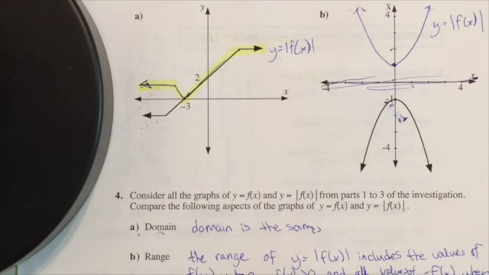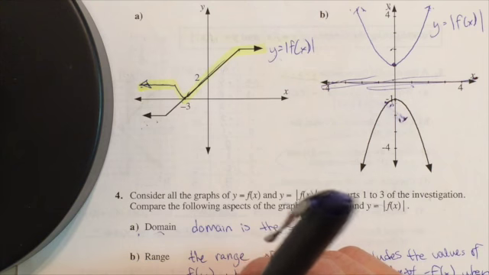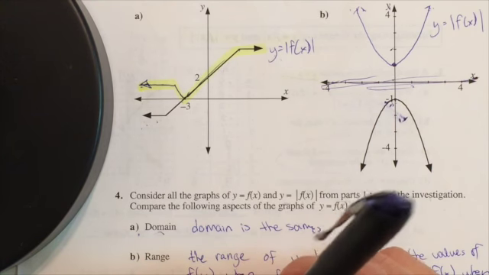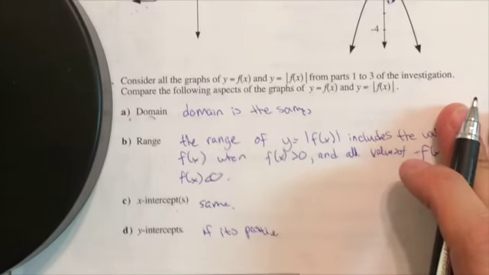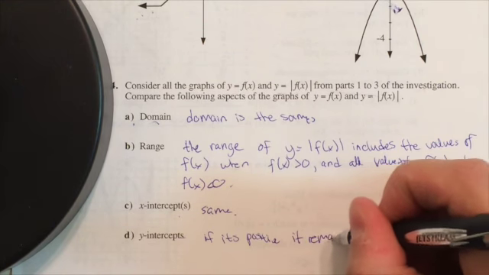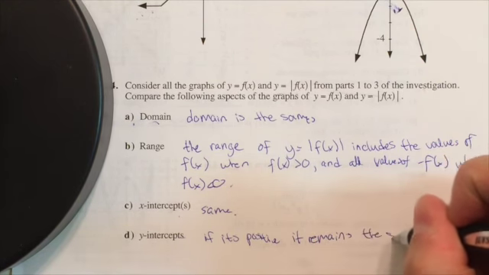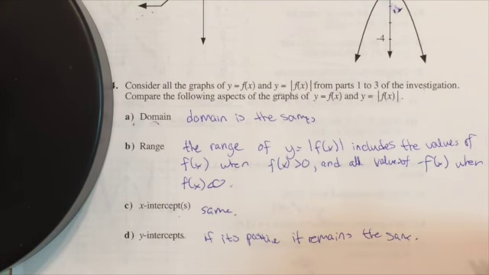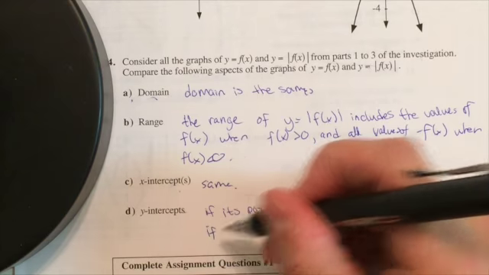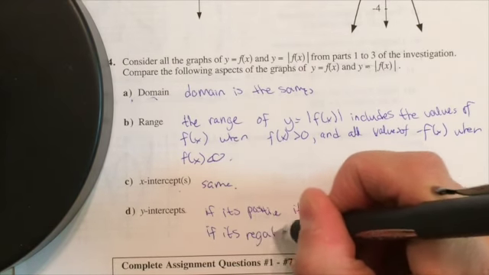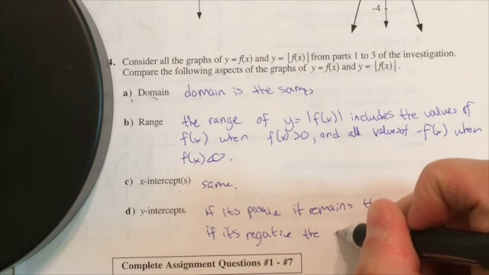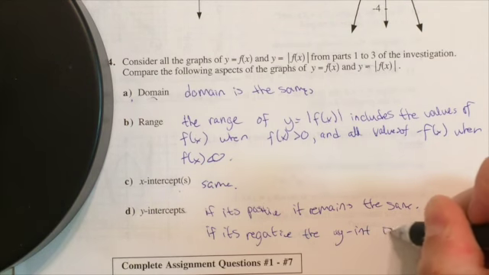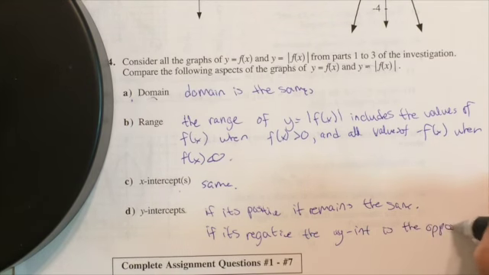Again, the x-intercept remained the same, and the y-intercept, if the y-intercept was positive, then everything was the same. If it's positive, it remains the same, but if it was negative, then remember that there's going to be a reflection into the x-axis. If it's negative, the y-intercept is the opposite value.